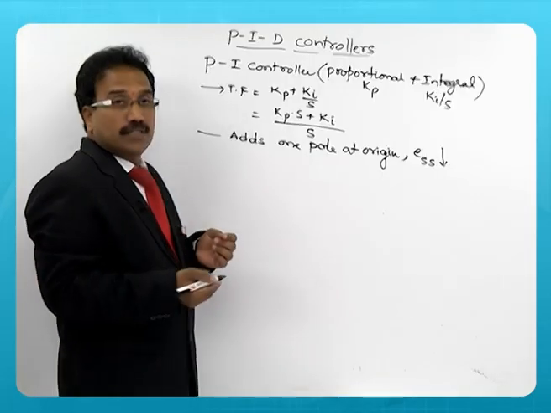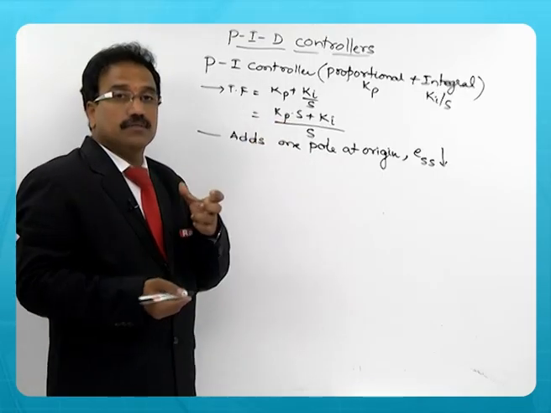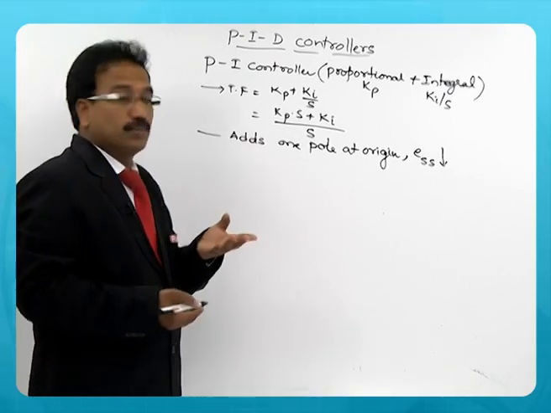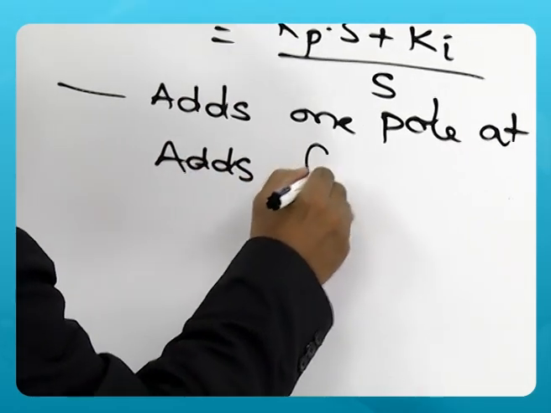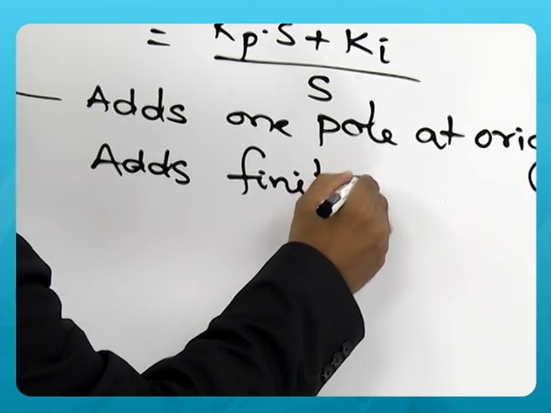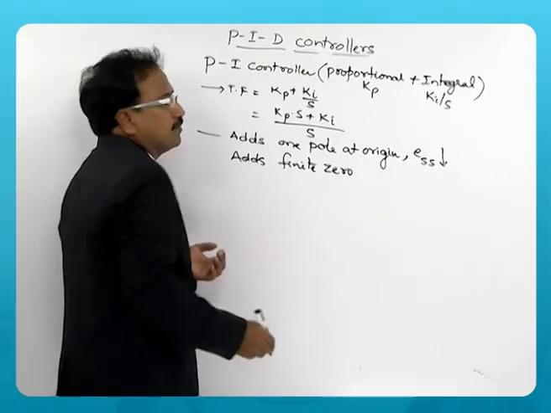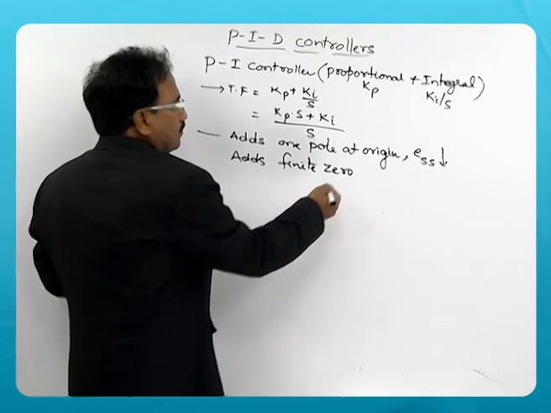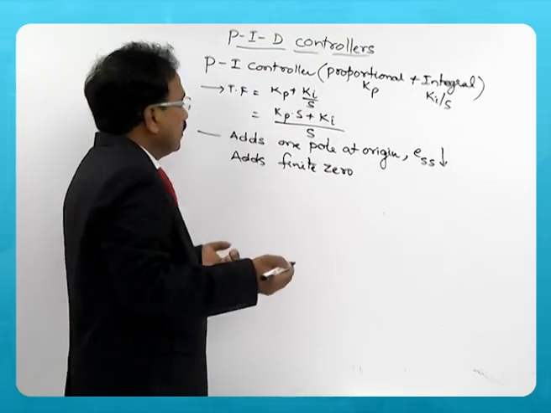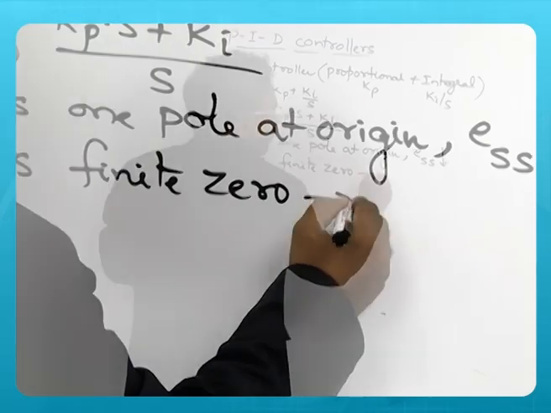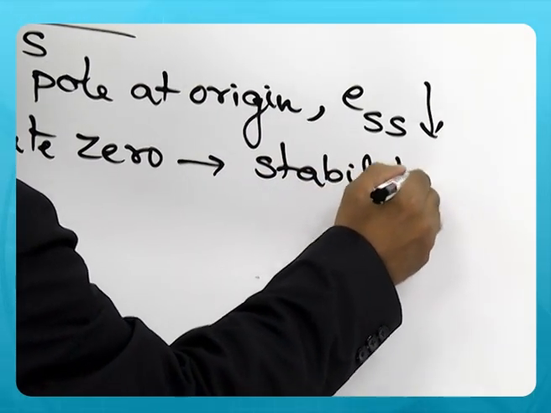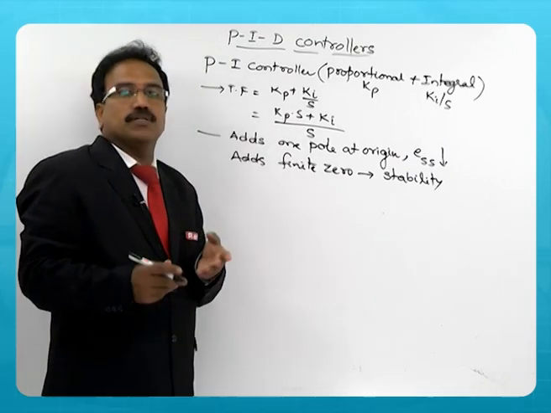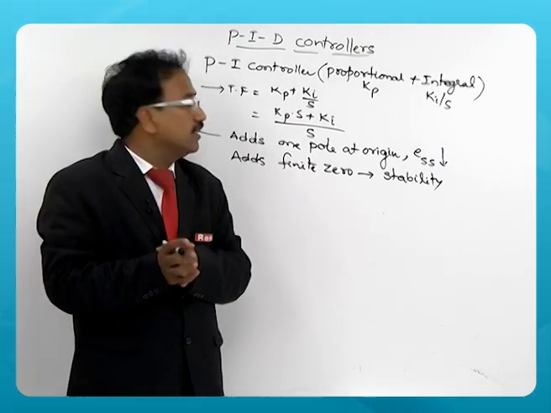Now in the numerator you can see that there is an S term, that means there is a 0 also. It adds a finite 0 to the system. So this will improve the stability of the system. That is the advantage of combining proportional and integral controller.